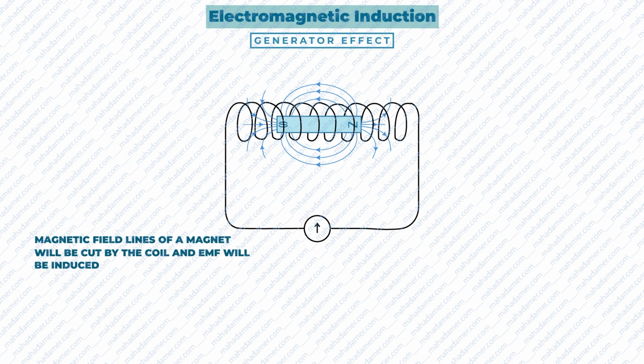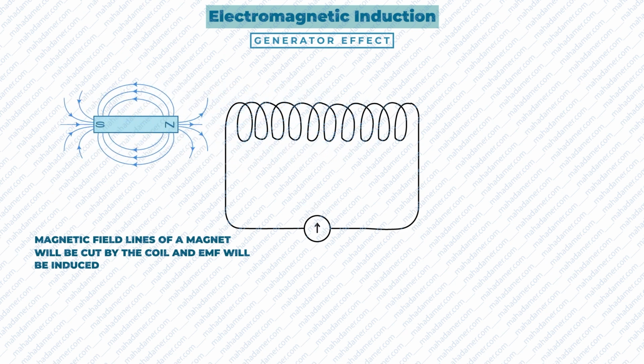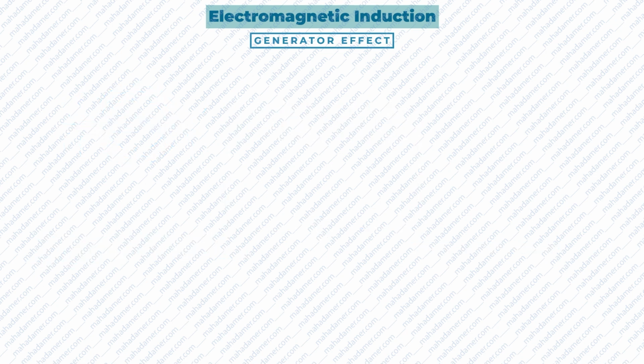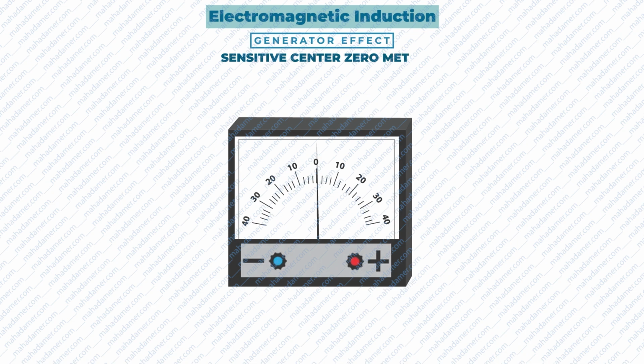When the magnet is stationary in the coil, the EMF will be zero because at that instant there is no cutting of field lines. Now I am pulling the magnet outside. While the magnet is pulled outside, again there is a cutting of field lines, therefore an EMF is induced. We can measure this induced EMF with the help of a sensitive center-zero meter, also known as a galvanometer.